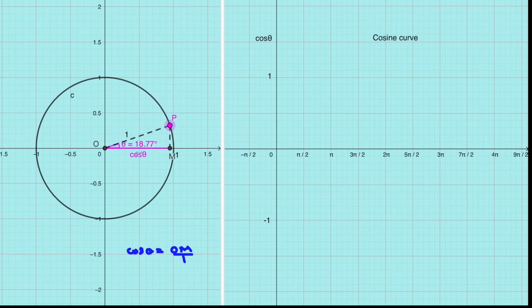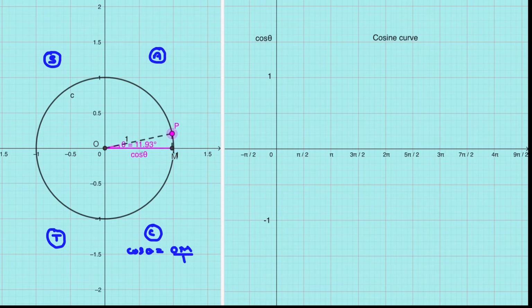If P point coincides with this M point, theta will be 0. Cos theta value becomes 1. The length of the pink line is cos theta value. If we follow ASTC rule, cos theta value will be positive in the first quadrant and cos theta value will be negative in the second and the third quadrants, because the x coordinate will be negative in both these quadrants. And in the fourth quadrant, again x coordinate, cos theta value will be positive.